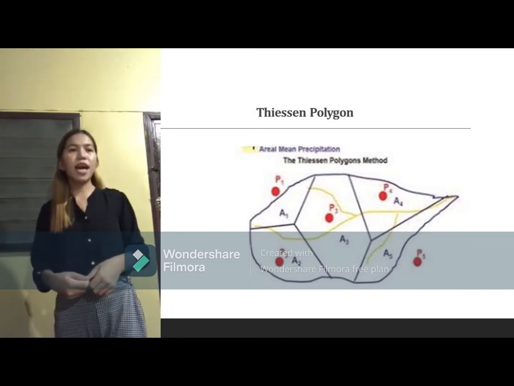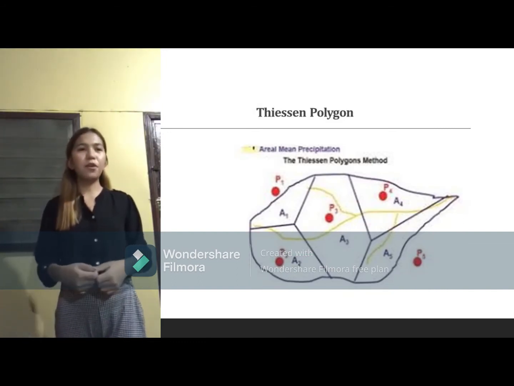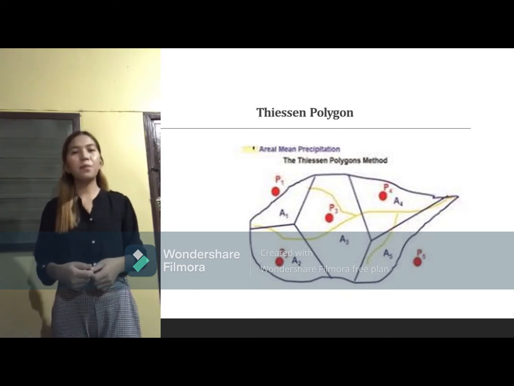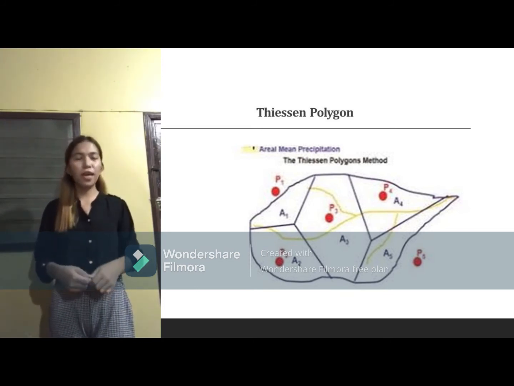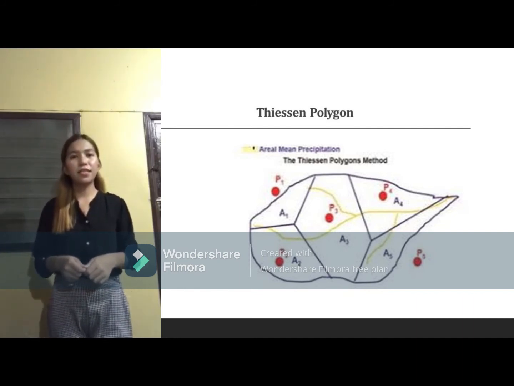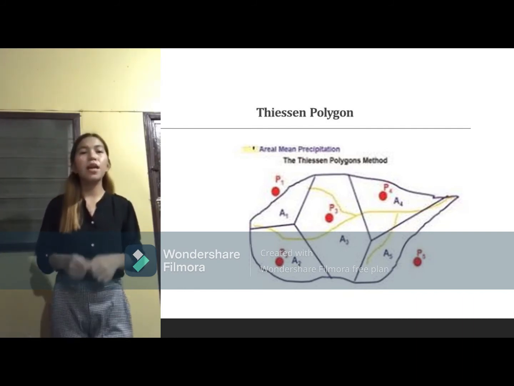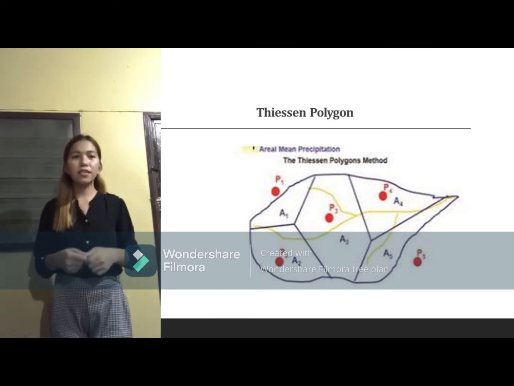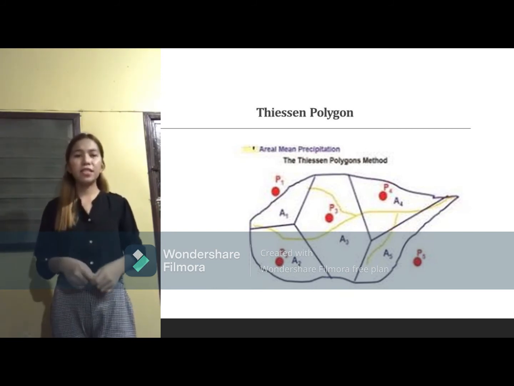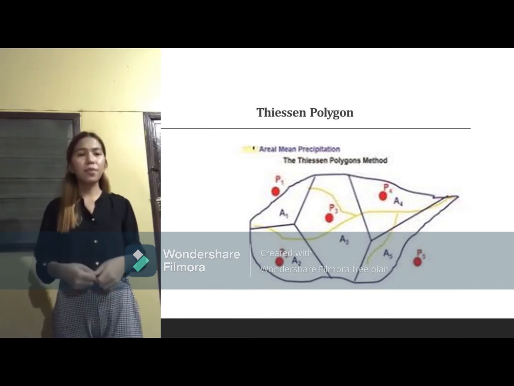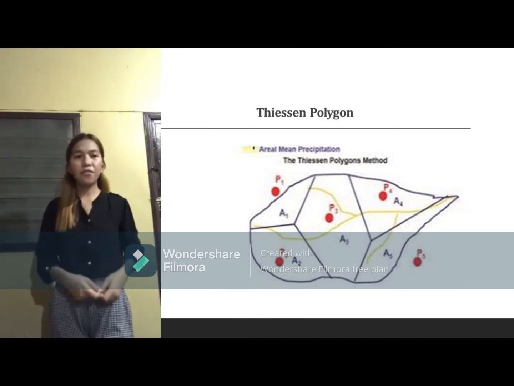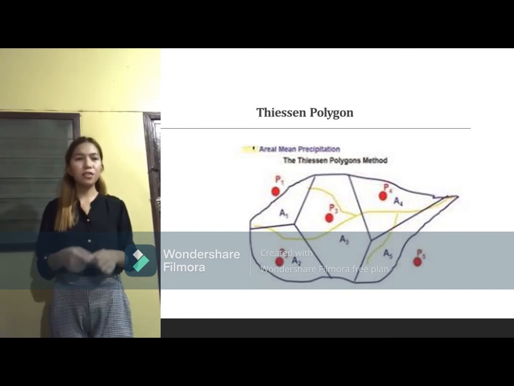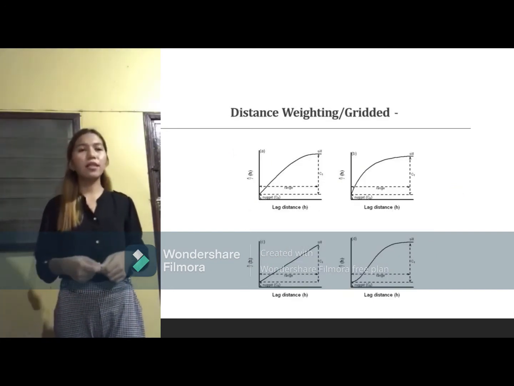So next we have Thiessen polygon. Thiessen polygon is another graphical approach which calculates station weight based on the relative area of each station within the Thiessen polygon network. The individual weights are multiplied by the station mark and the values are summed to obtain the areal average precipitation. So next we have distance weighting or gridding.